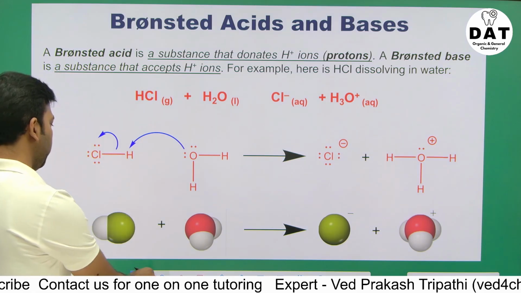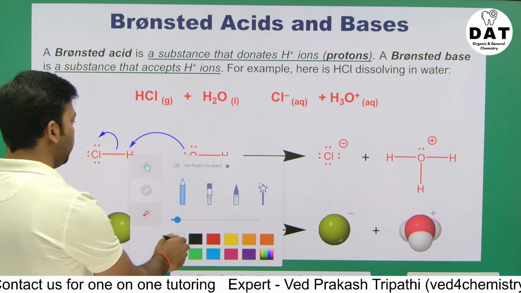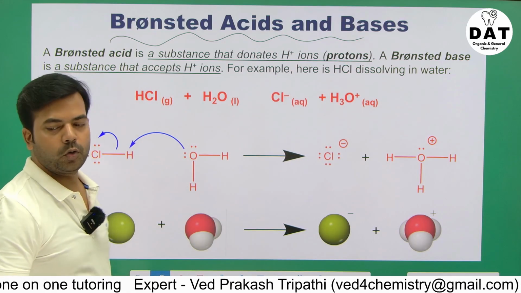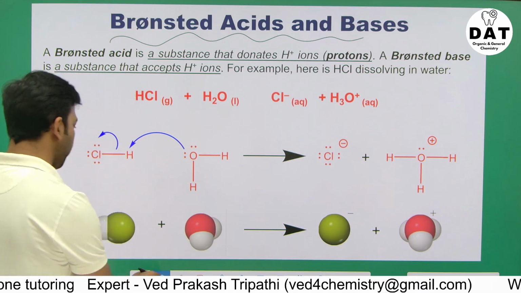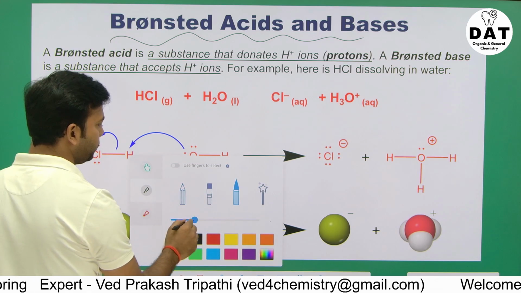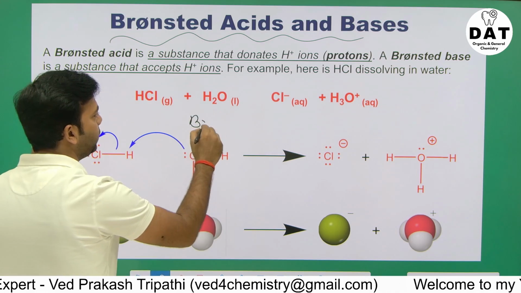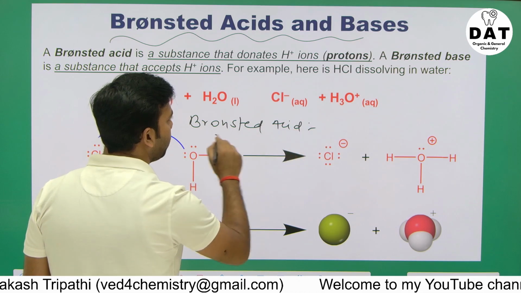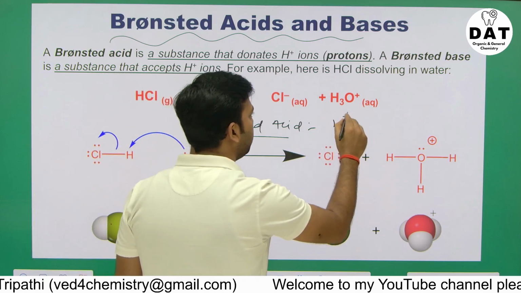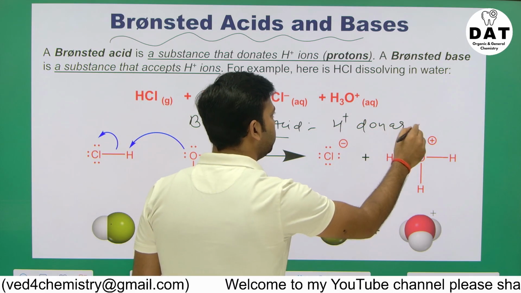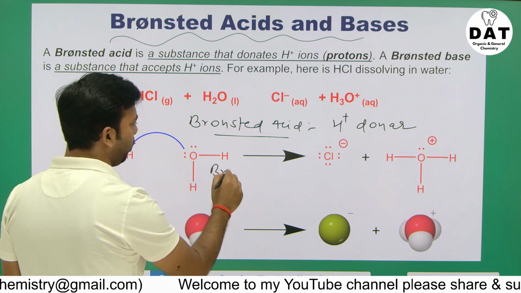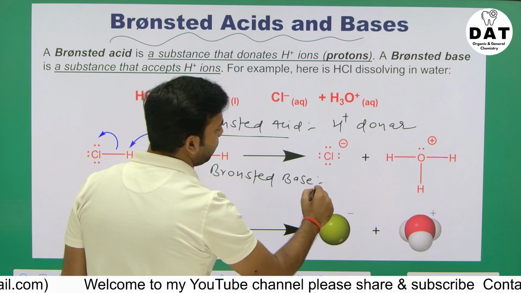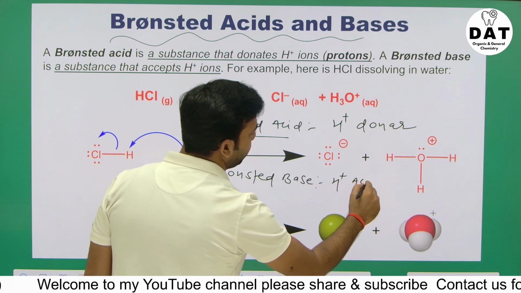The very first one we are going to talk about is the Bronsted acid and base. First of all we should know what a Bronsted acid is. So let me explain this. A Bronsted acid is basically a proton donor. And what is a Bronsted base? A proton acceptor. Okay, proton acceptor.